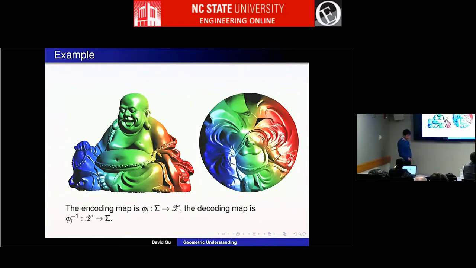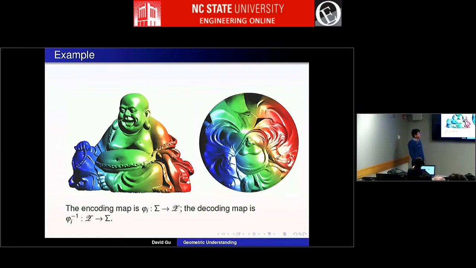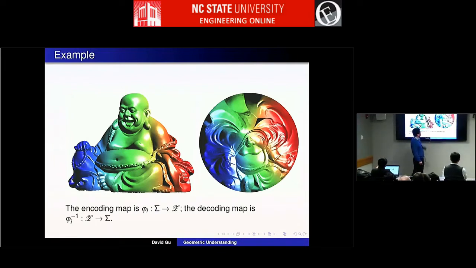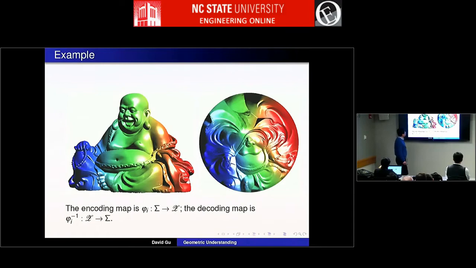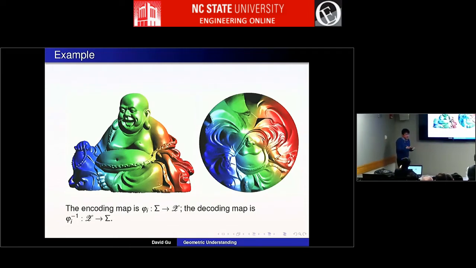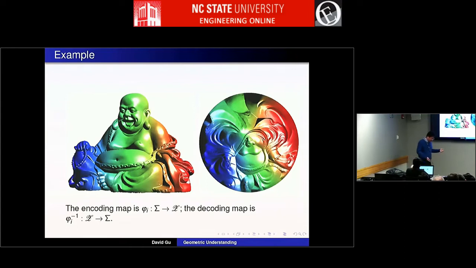Therefore, we require the encoding map to be a homeomorphism or diffeomorphism. Basically, we require the mapping to be one to one, onto, and also continuous. Each point in the latent space is called a feature vector, and each point on the surface is called a data sample. So basically, we can freely translate from geometry language to deep learning language.